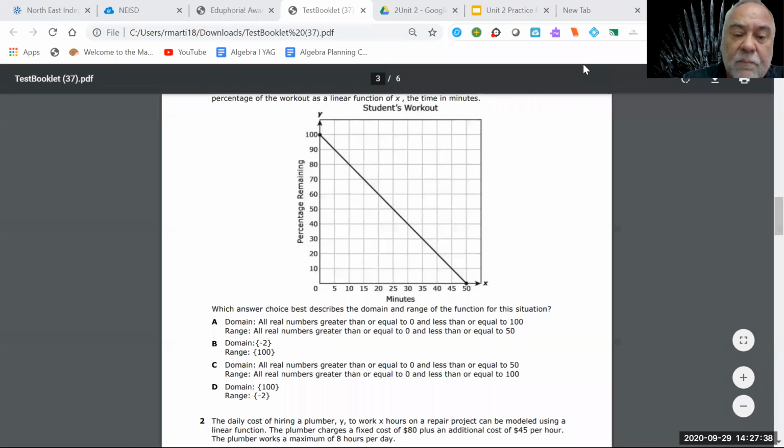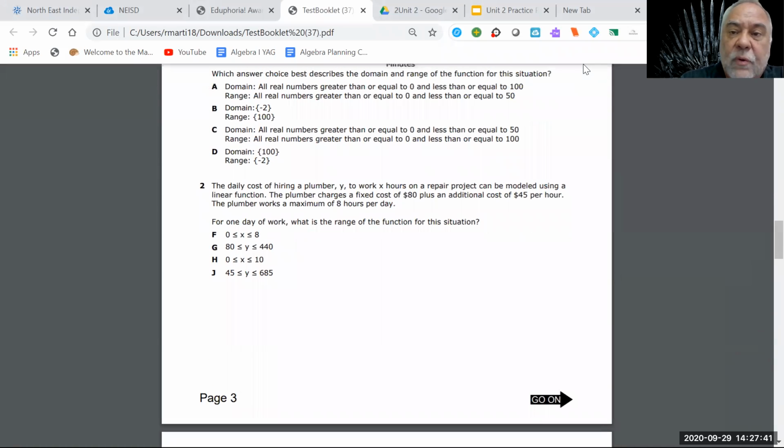Okay, next one. Number 2 here. The daily cost of hiring a plumber, Y, which is the range, to work X hours on a repair project can be modeled using the linear function. X hours, so that's the domain, is X. The plumber charges a fixed cost of $80 plus an additional cost of $45 an hour. He can work a maximum of 8 hours per day.